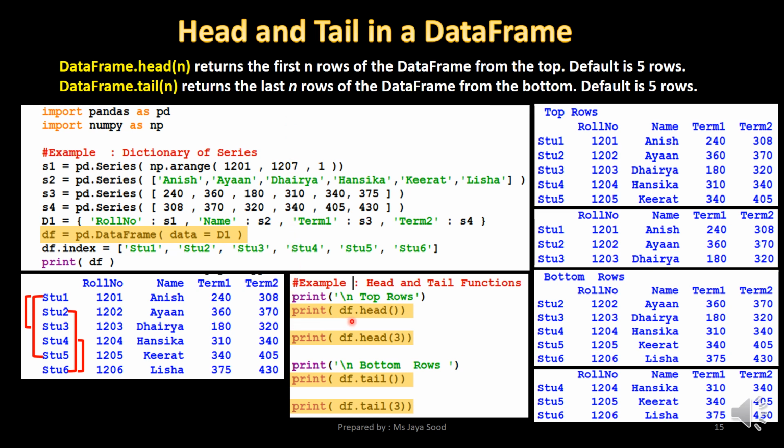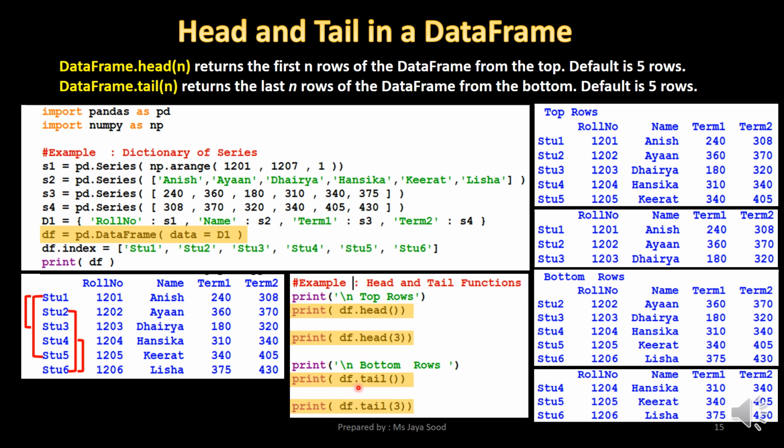Print df.head will return the topmost 5 rows from the data frame, that is the rows labeled stu1 to stu5 as shown here in the output. The next statement, print df.head(3), will return the topmost 3 rows, from the row labels stu1 to stu3, from the data frame as shown here in the output.